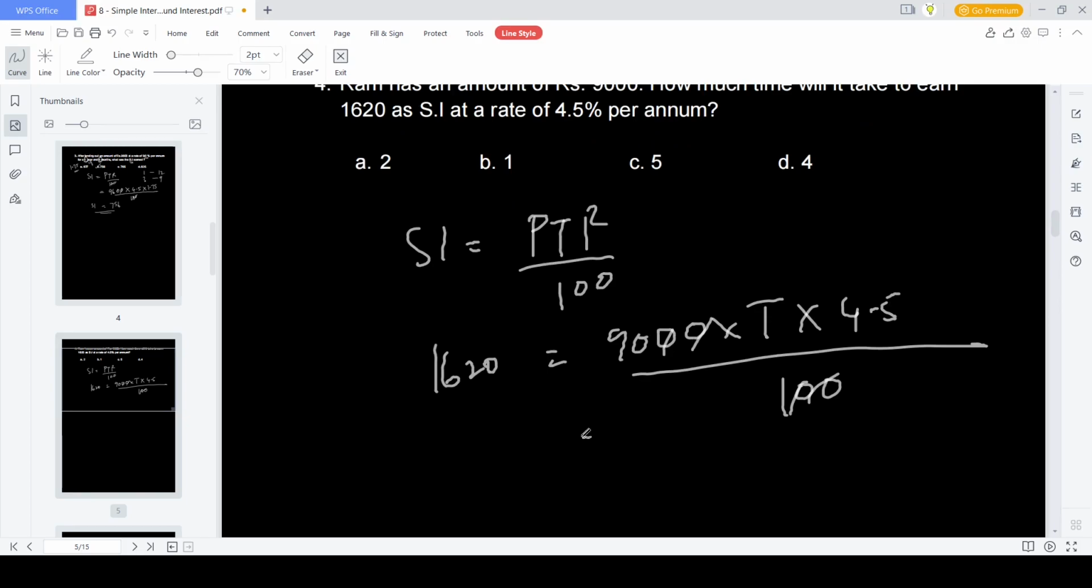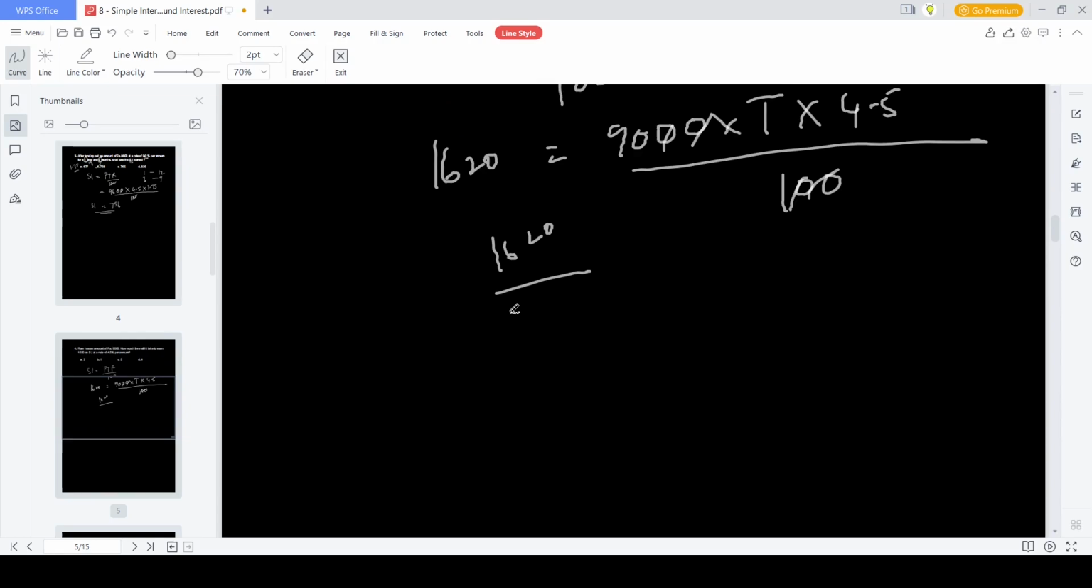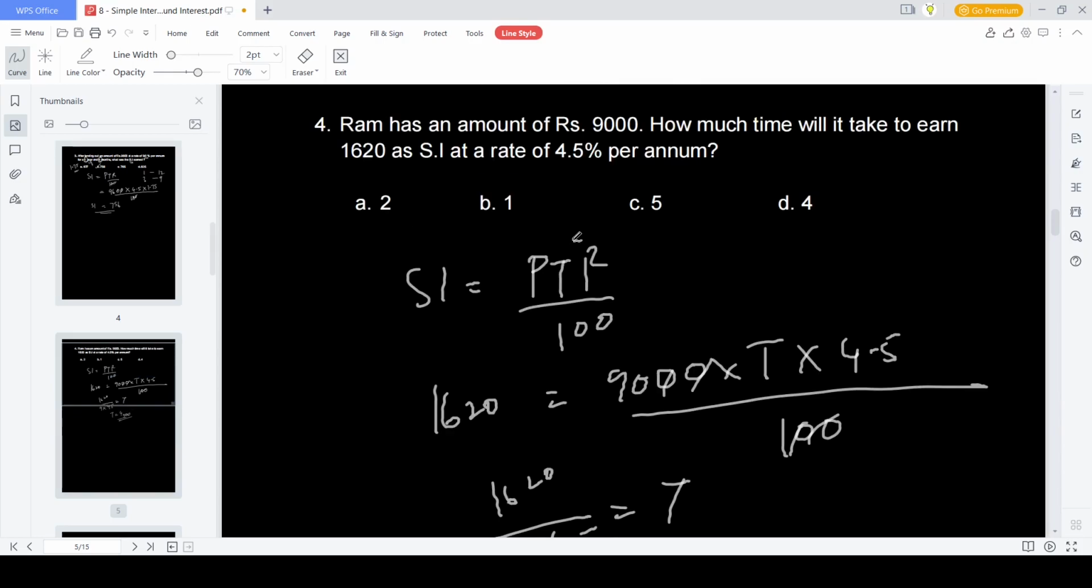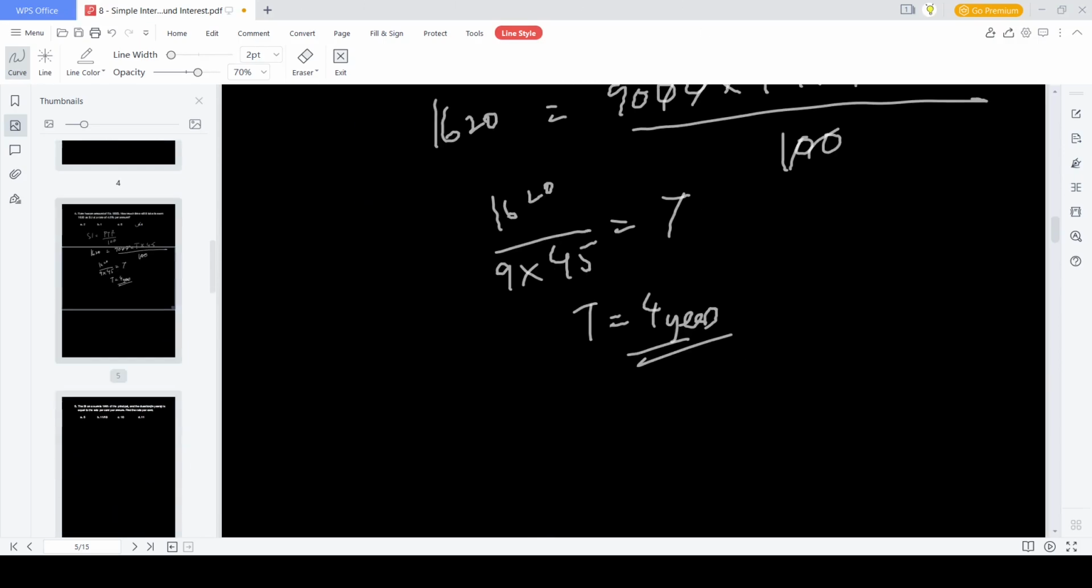1620 by 9 into 45 is the time period. So that becomes 4 years. So it takes him 4 years to earn a simple interest of that amount.